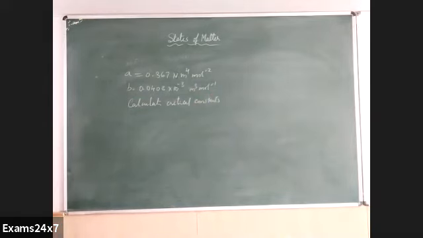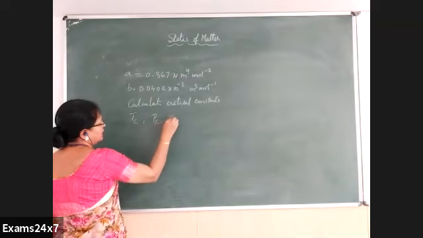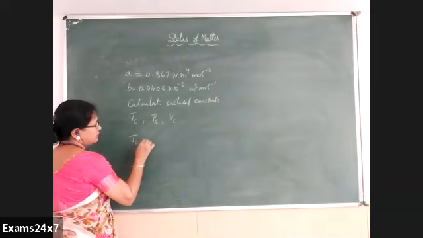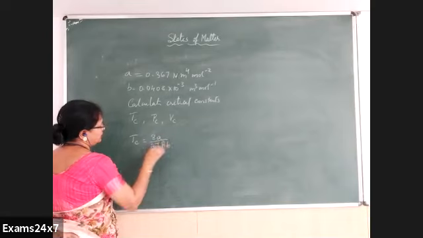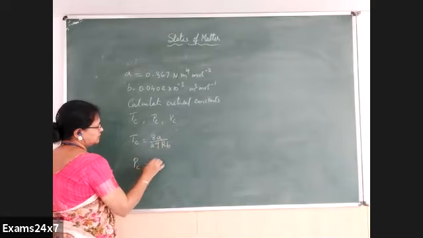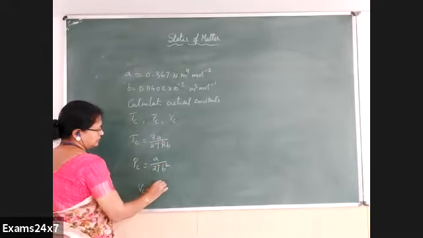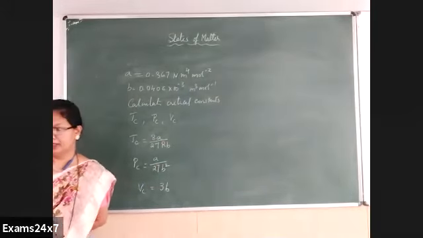Critical constants of HCl. What do you mean by that? To calculate the critical constants, you have to calculate critical temperature, critical pressure, critical volume. What is the formula you have for critical temperature? T is equal to 8A by 27 RB. Good. P is equal to A by 27 B square. V is equal to 3B, right? Apply the given values and get the answer.